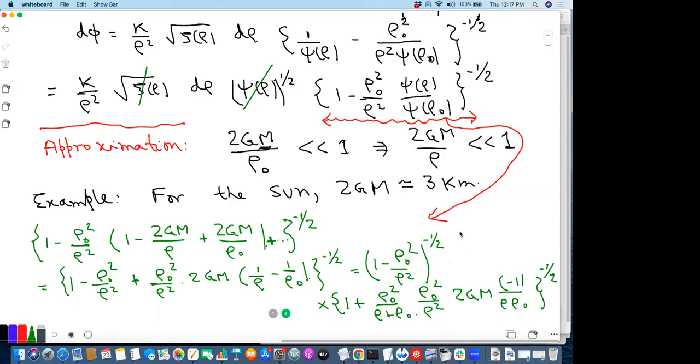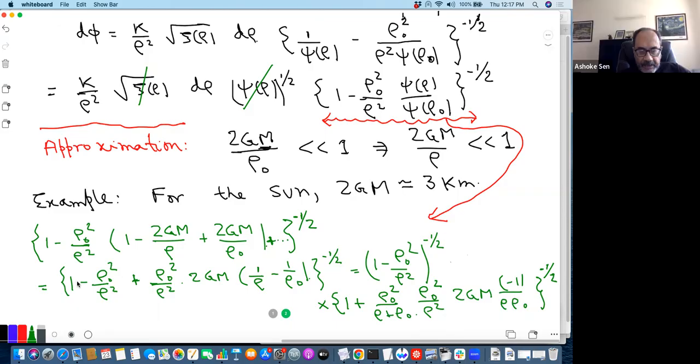Can you please explain the algebra again? Yeah. So there is a 1 minus rho 0 square over rho square. I am factoring out, right? Okay. So you have to divide this by 1 minus rho 0 square over rho square. 1 minus rho 0 square over rho square, we can factor into 1 minus rho 0 over rho times 1 plus rho 0 over rho.